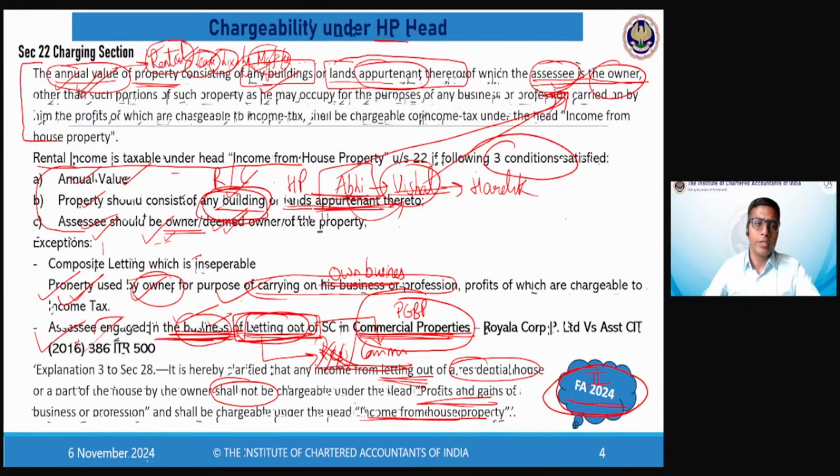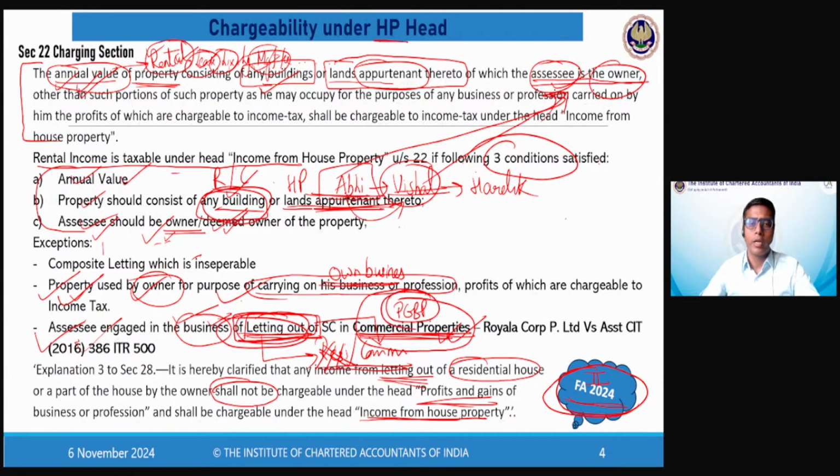You are engaged in the business. Which business? Business of giving properties on rent. Okay. Now, if you are giving commercial properties on rent, this is your business. It is part of PGBP head. But if you are giving residential property on rent, even if this is your business, it will not be part of business head. It will now, from this year, be part of house property head.